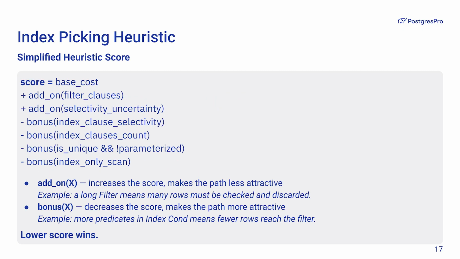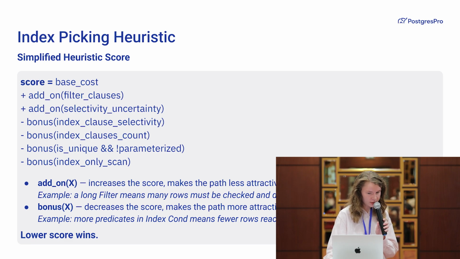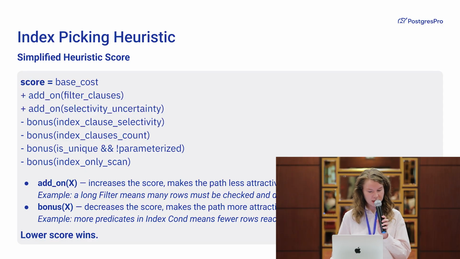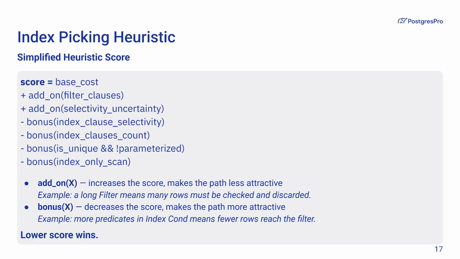So let's go to the simplified view of the heuristics. We still start with the basic cost, but when the cost is not enough for choosing safely, we add some extra signals. You can see here an add-on, which makes a path less attractive, for example, if we have a long remaining filter. Otherwise, you can see a bonus that makes a path more attractive, for example, if more predicates go to the index condition and fewer rows reach the filter. So the goal is simple: to reduce expensive post-filtering.